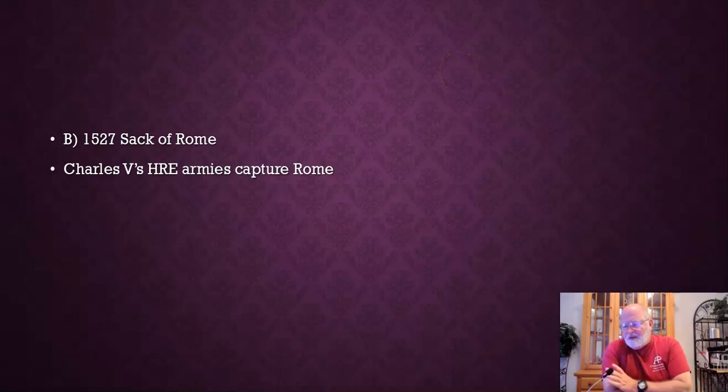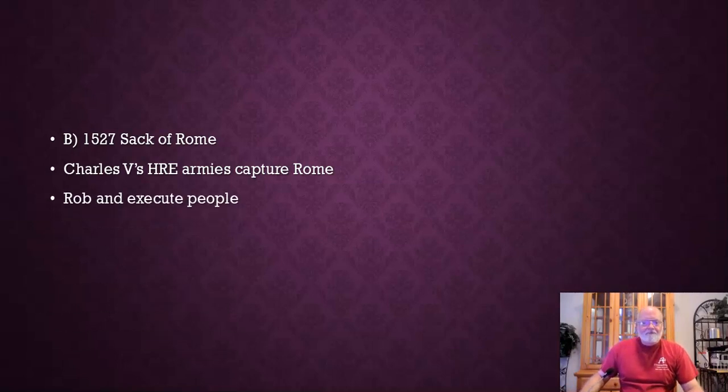Anyway, Charles V is the Holy Roman Emperor. He's someone we're going to spend a lot of time talking about. Some people call him the last medieval monarch. He's the Habsburg emperor. His armies capture Rome, and they go in there and they rob. I mean, they sack Rome. It's called the sack of Rome. They go in there, rob, murder people. I'm sure there's a bunch of other unspeakable things that happen.